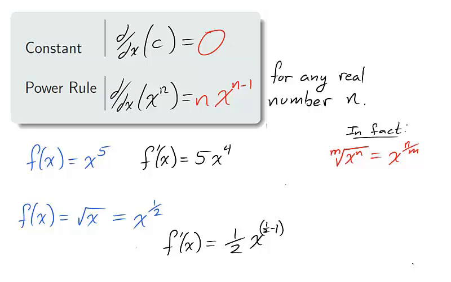Therefore, the derivative of x to the 1/2 is 1/2 times x to the 1/2 minus 1 power.